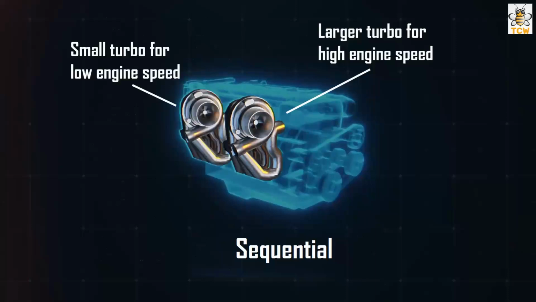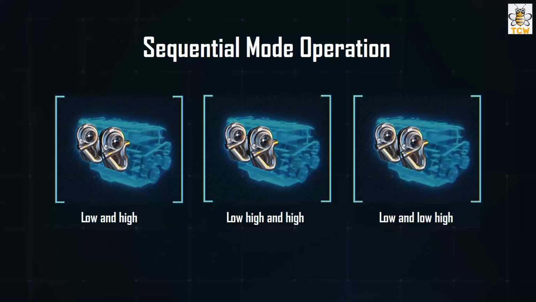The size of the two turbochargers are generally different because they operate at different engine RPM ranges, but some manufacturers may use the same or identical turbocharger sizes. There are three modes of operation of the sequential configuration turbocharger.